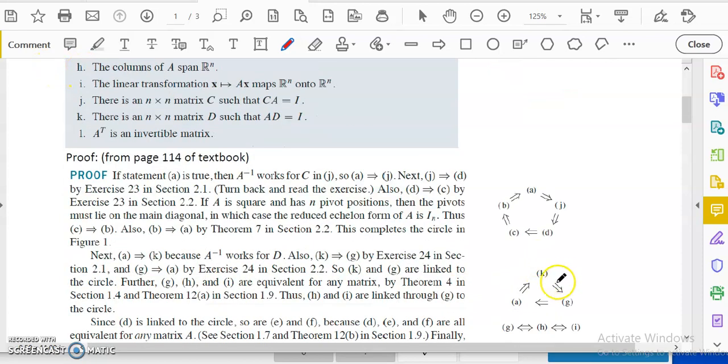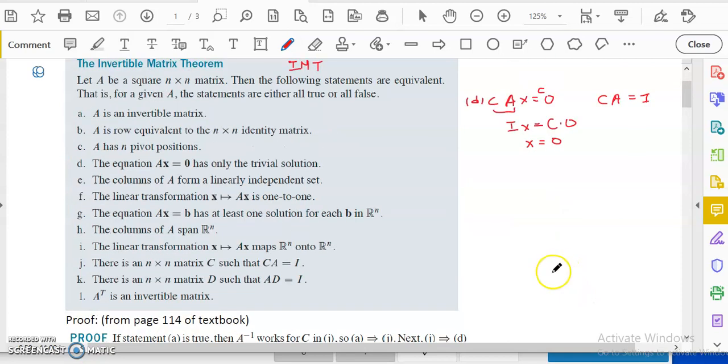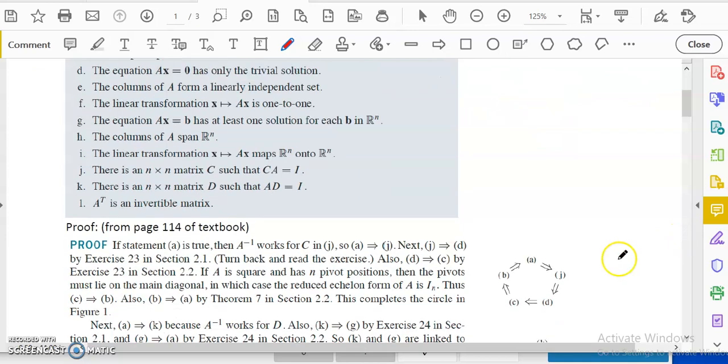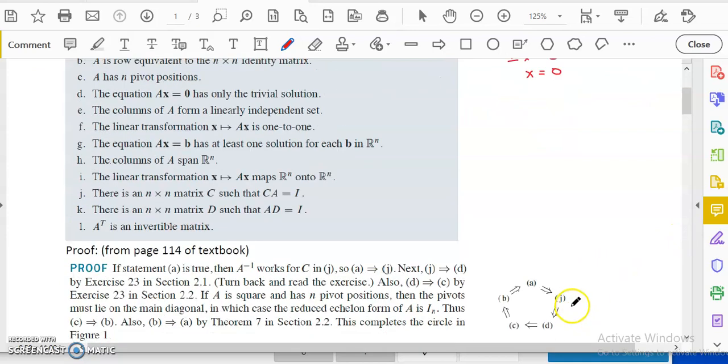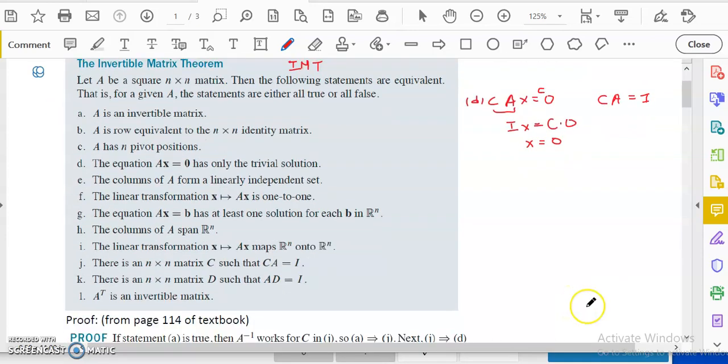And then the second loop is A, K, G. A is an invertible matrix. Then you can find a matrix D such that AD equal I. And this matrix is A inverse because by definition that is the inverse of the invertible matrix. A to K, and then we go from K to G, whereas G is the equation has at least one solution. How do I know that?